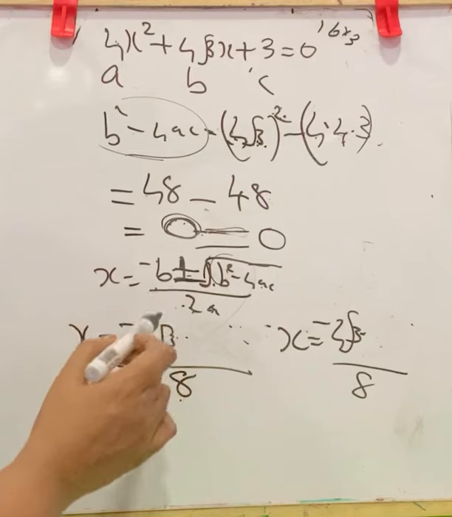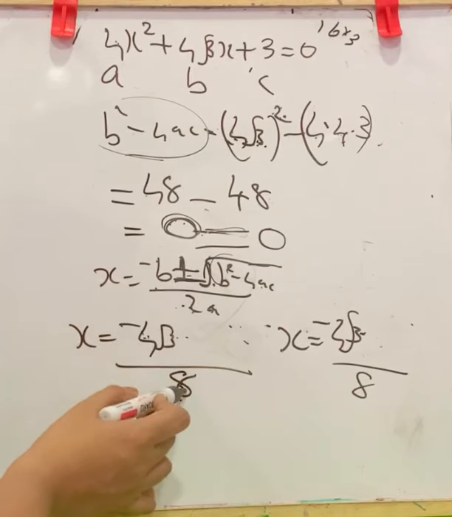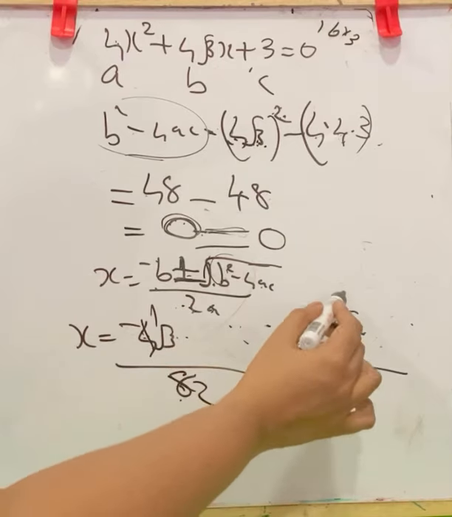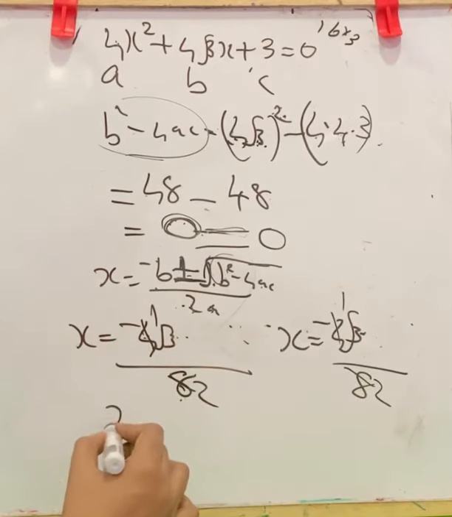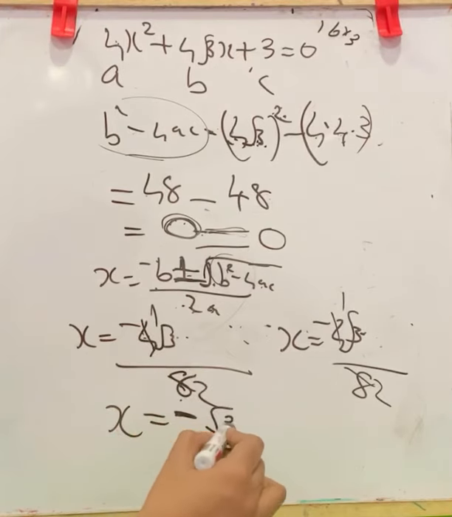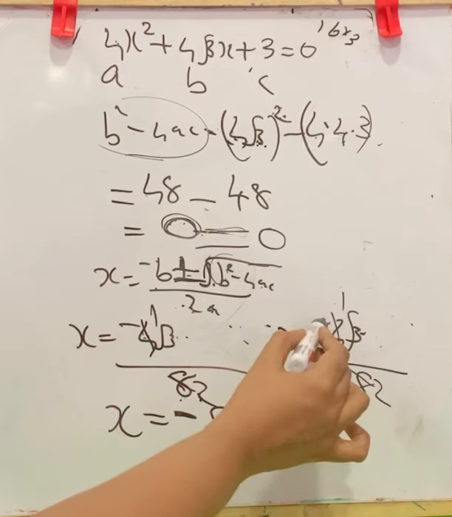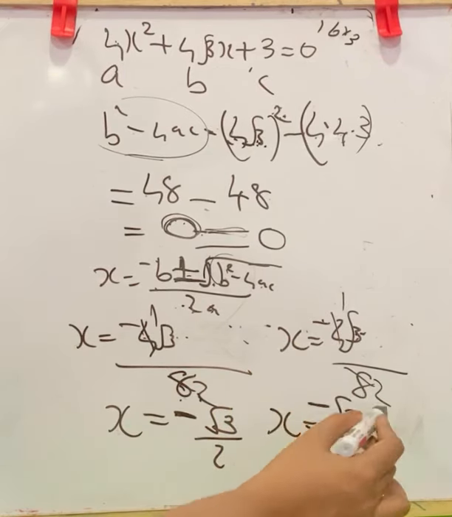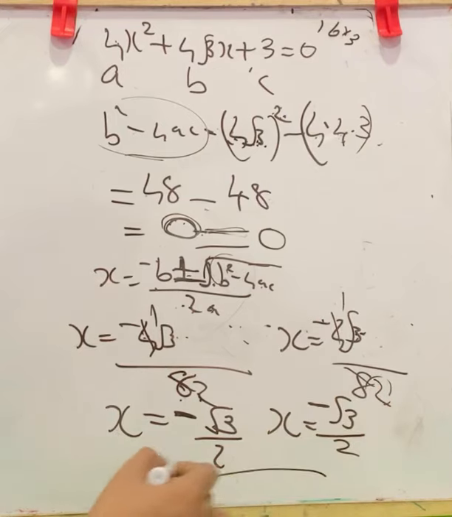Now we have a common factor for 4 and 8. 4 is a common factor. 4 1s are 4, 4 2s are 8. Again 4 1s are 4, 4 2s are 8. So the roots are x is equal to minus 1 root 3, means minus root 3 by 2. Here x is equal to again minus 1 root 3, means minus root 3 by 2 in the denominator. So the two roots are the same: minus root 3 by 2 and minus root 3 by 2.